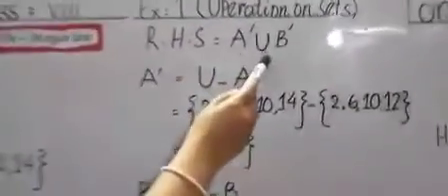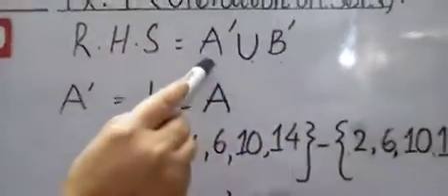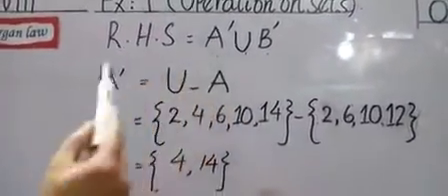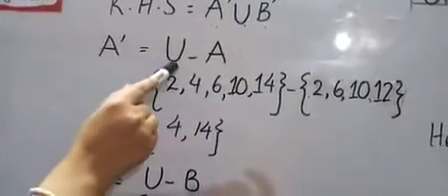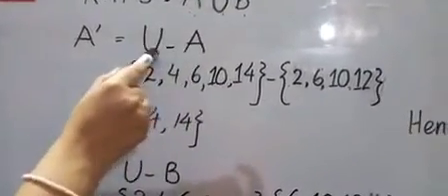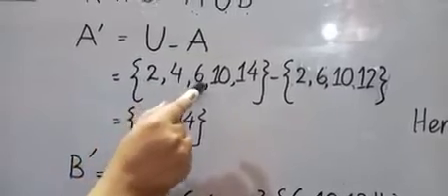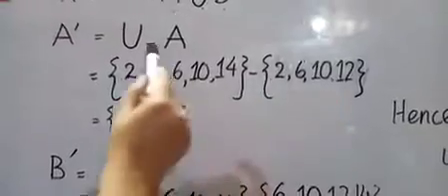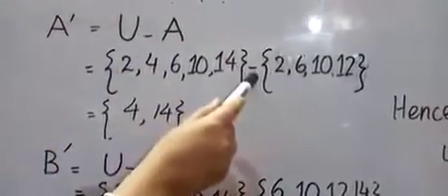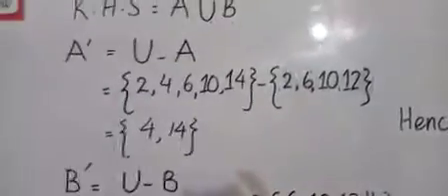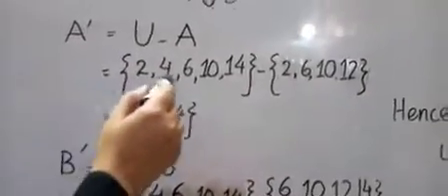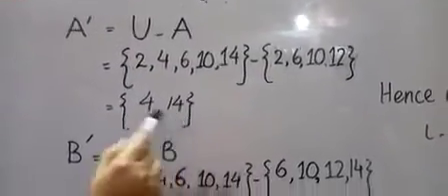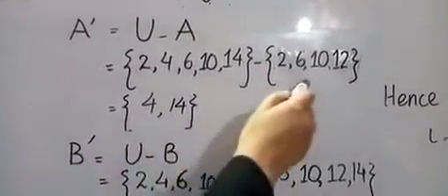A complement union B complement. Firstly we will solve A complement, then B complement, then we will take union. A complement equals U minus A. Set U: 2, 4, 6, 10, 14. Set A: 2, 6, 10, 12. And which symbol am I using? Minus. It means values of set U should not be in set A. So values are 4 and 14 because 4 and 14 are not in set A.